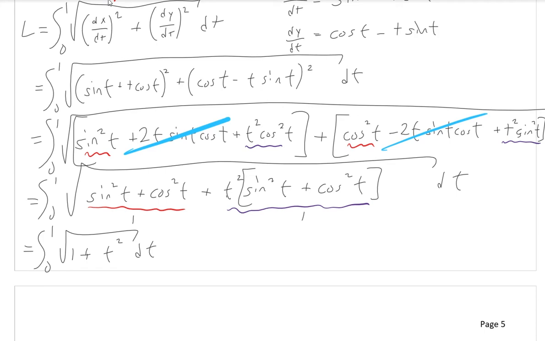This is going to be a trig sub. We'll say that t is tangent theta, so we can stop writing t's. dt is secant squared theta d theta. Tangent is 0 at 0, tangent is 1 at pi fourths. And then we have 1 plus tangent squared is secant, times secant squared is secant cubed theta d theta.